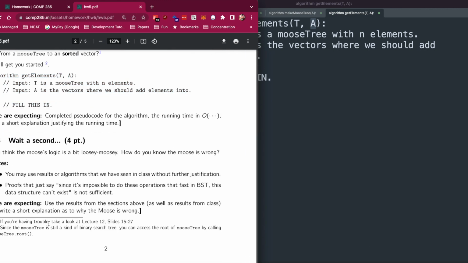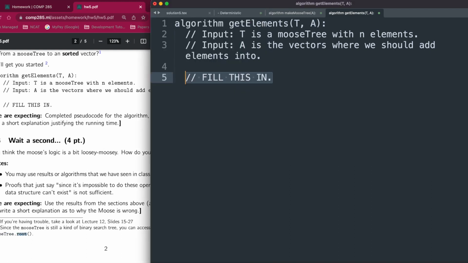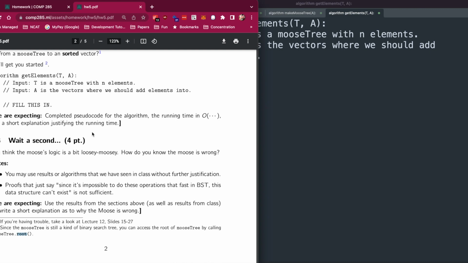you'll see that it asks you to look at lecture 12, slide 15 through 27. And then it gives you another hint that a Moose tree is a kind of binary search tree, so you can access the root by calling moosetree.root. So we're probably going to use something like t.root. That's how we would get the root of the tree.